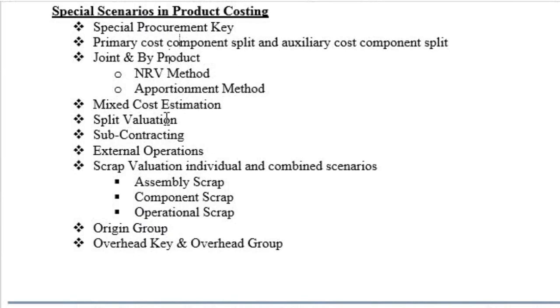Okay. So in joint and byproducts, also different methods are there: NRV method and apportionment method. So there is mixed cost estimation, split valuation, subcontracting. In subcontracting also, if you subcontract a particular finished or semi-finished product, what will happen? If you subcontract a particular operation, an external operation, what will happen? How the values will change.